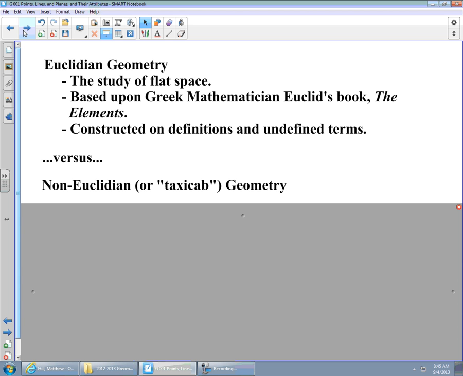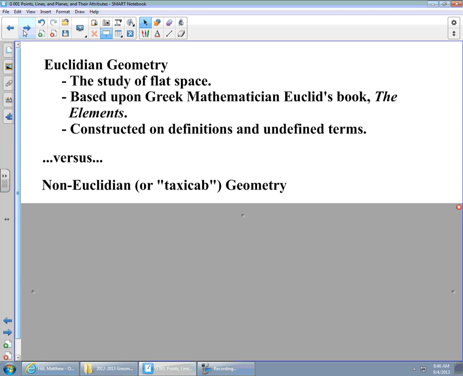The study of flat space, as I said, is based upon the Greek mathematician Euclid, and it says book, but there were actually several books, and they were titled The Elements. Euclid's theories and postulates and definitions and all that kind of stuff are all constructed on definable terms and also undefinable terms. Things that we can put a precise definition on, and other things that are more difficult to actually define. And we'll talk a little bit more about that as we go on.